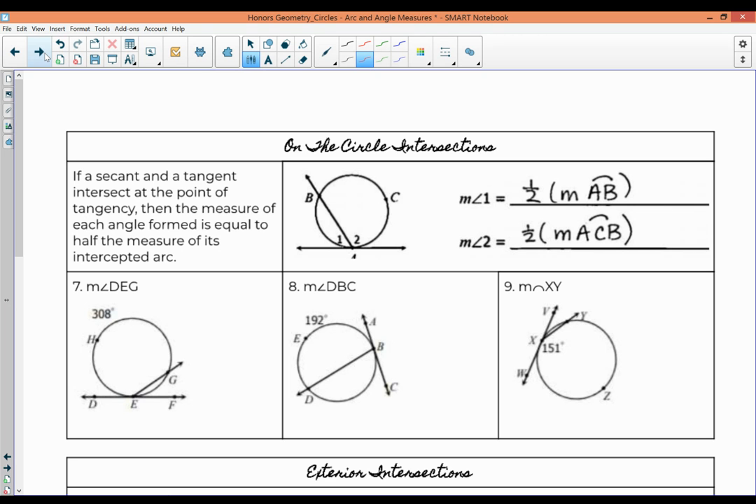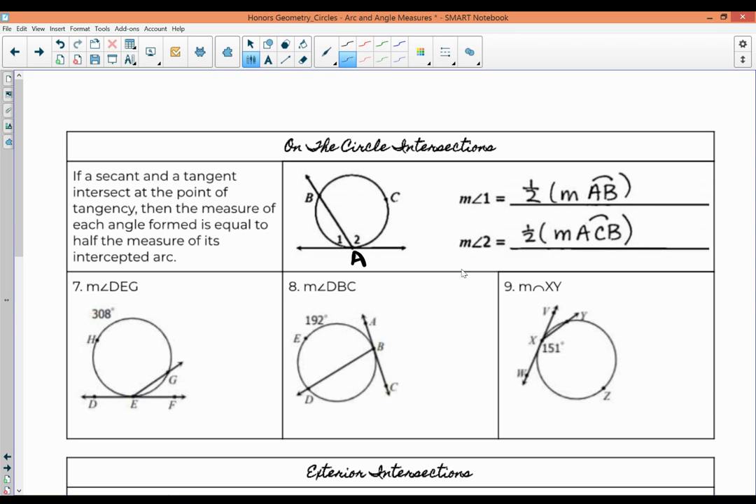Now we have intersections that occur on the circle. So if a secant, that's AB, and a tangent intersect at the point of tangency, which would be point A, then the measure of each angle formed is equal to half the measure of its intercepted arc. Therefore, the measure of angle 1 is going to be half the measure of arc AB. The measure of angle 2 is half the measure of arc ACB.